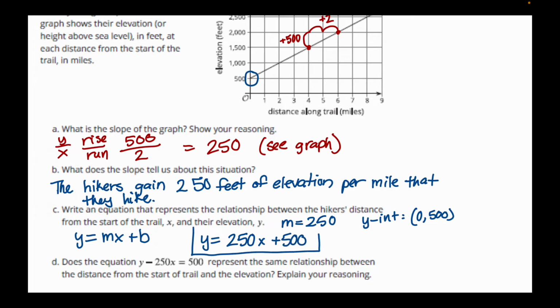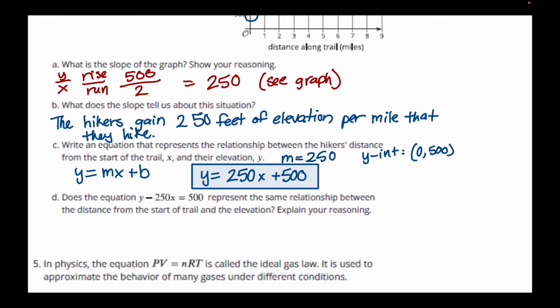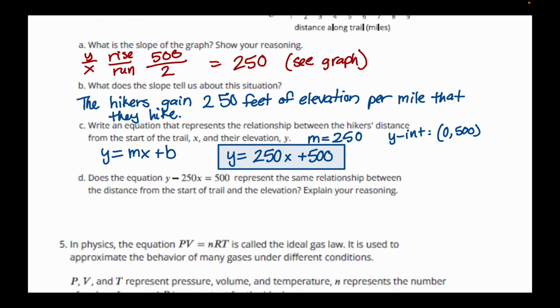The 500 functions as our initial value, which is what we called it when we were doing our exponentials unit. So initial value, vertical intercept, y-intercept, all the same things here. It's what we're starting out at. So at the beginning of their trail, they have 500 feet of elevation.